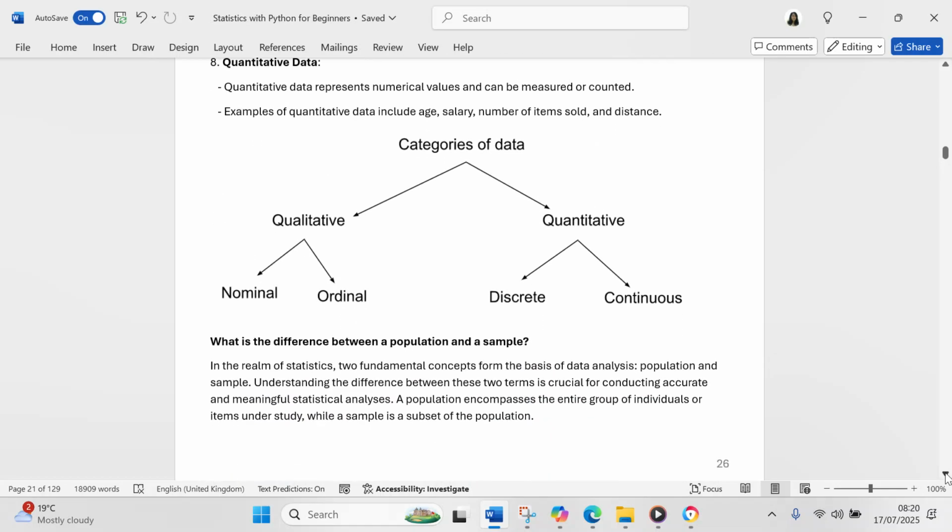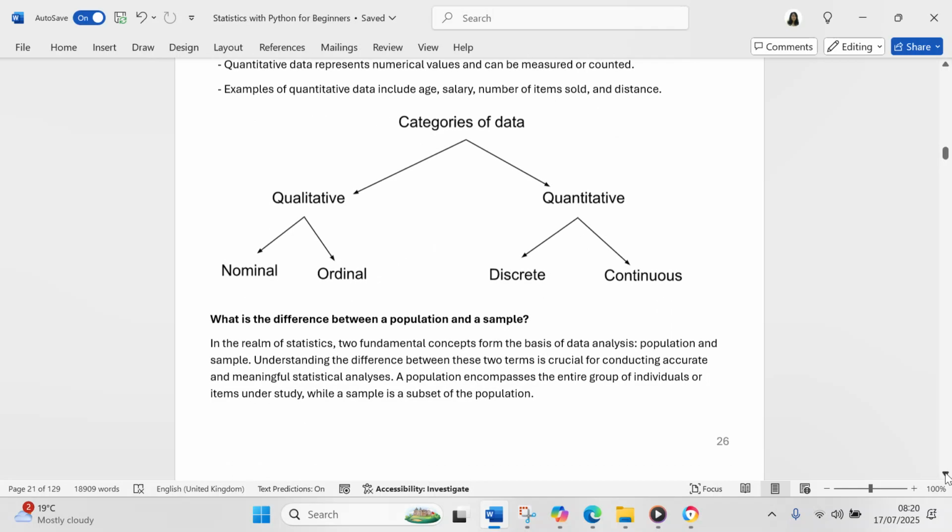So I've made a little diagram to give you some insight into categories of data. So under the categories of data, you've got qualitative and quantitative. So under qualitative data, you've got nominal data and ordinal data. And under quantitative data, you've got discrete and continuous.